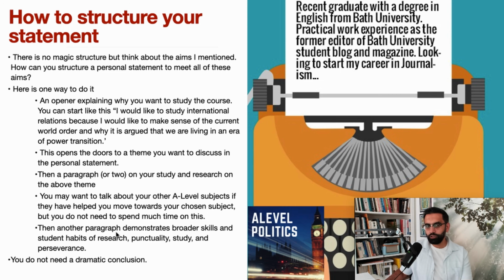Then in your final paragraph, you can demonstrate broader skills: your student habits of research, your punctuality, your study, and perseverance. These are personal skills that you can demonstrate in that final paragraph, as well as your extracurricular work or your extracurricular activity, which helps to further elaborate or evidence these student habits.